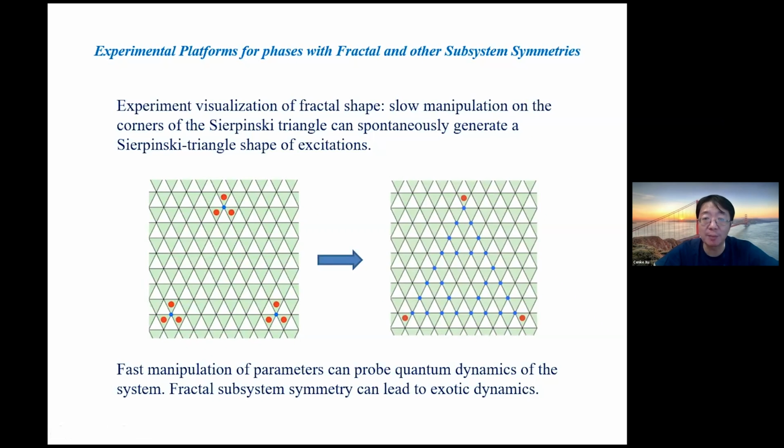As I said, for the Sierpinski triangle excitation, the size of the triangle should be 2 to the power n, which means the size will be 2, 4, 8, 16, so it is very difficult for the vertex to hop from 8 to 16. So they have very constrained and exotic dynamics, which can potentially be probed by fast manipulation of the parameters in the system.